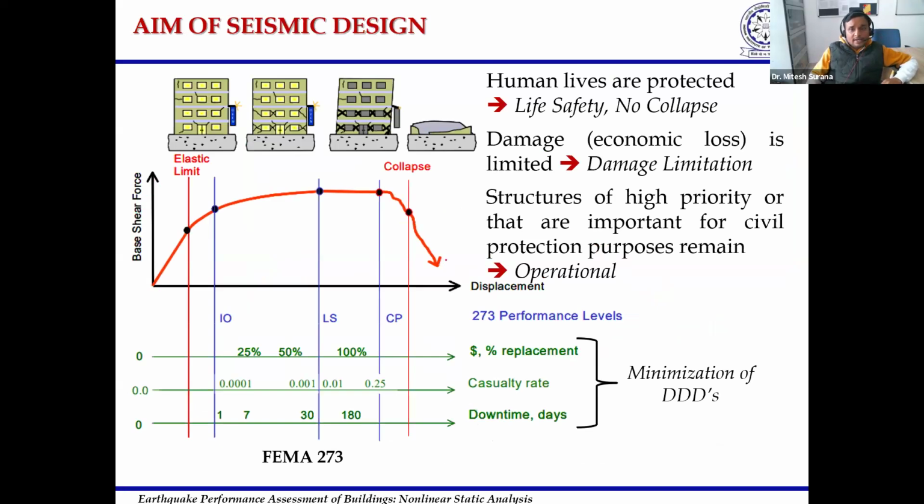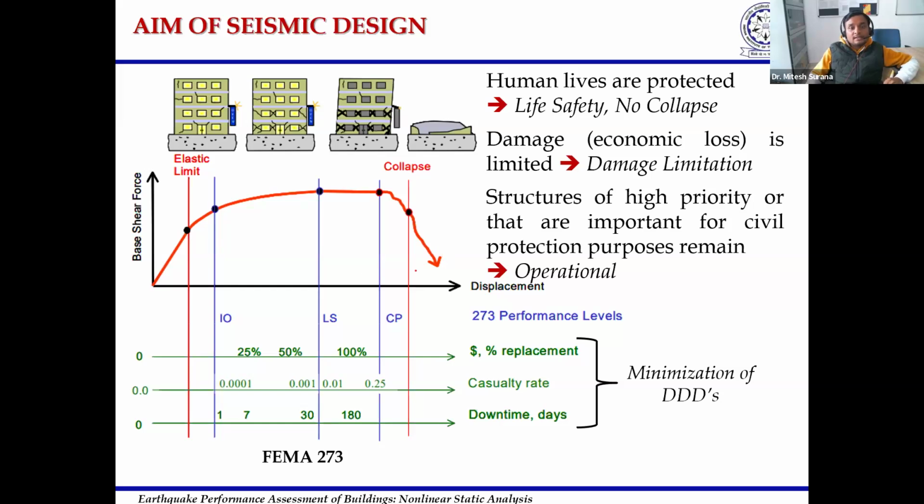And accordingly, the different limit states on this curve can be marked. What are those limit states? Those limit states are whether the building after earthquake will be immediately occupiable, whether the life safety of the occupants will be ensured, whether the building will be prevented from the collapse or not.